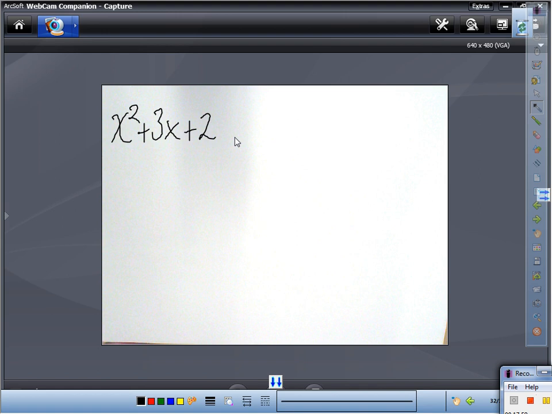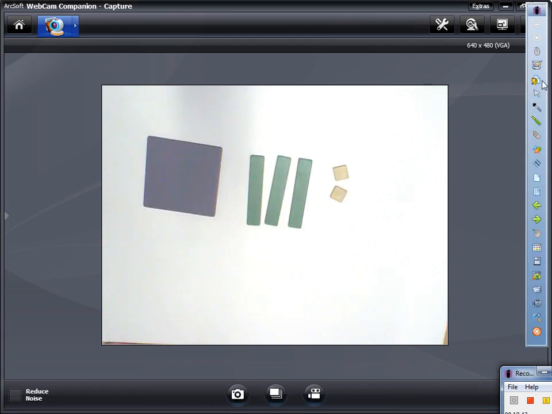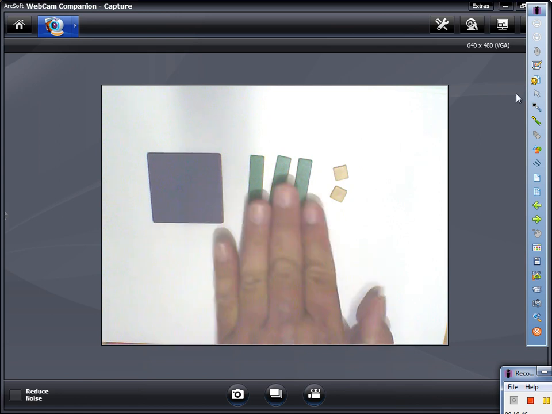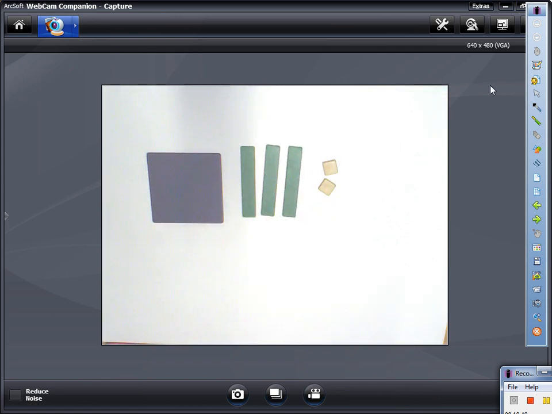Hurry up. X squared plus 3X plus 2. Let's see. Does everybody have this? Let me tell you. Look up. Does everybody have an X squared, 3X, and plus 2? Hands if you got that. Okay? Next, this is what I want you to do.